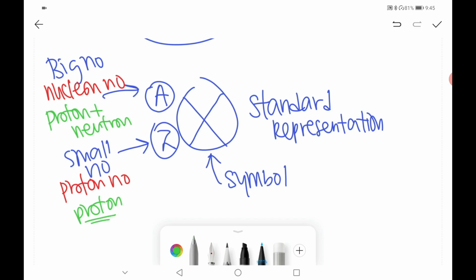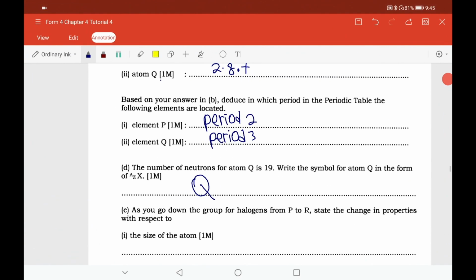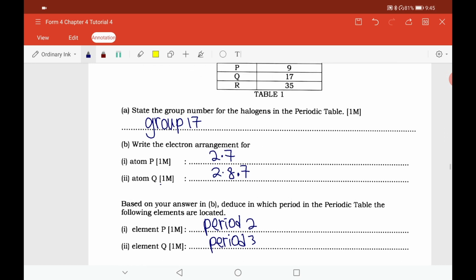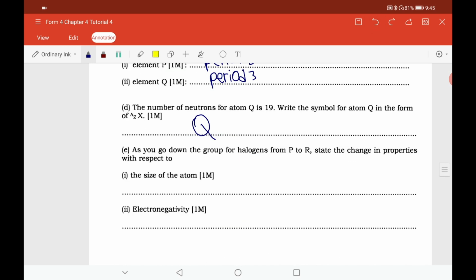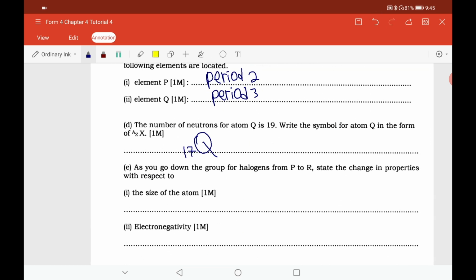So do we know the number of proton for the element Q? Yes. Element Q, the proton number is 17. Put the 17 at the bottom. So the number on top here is nucleon number. For nucleon number, you must take neutron plus proton. The neutron is 19. The proton is 17. If you add together, is 36.